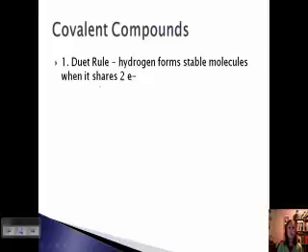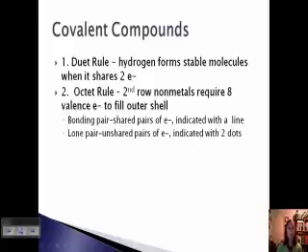Couple rules you need to follow. First is the duet rule. This says that hydrogen forms stable molecules when it shares 2 electrons. Because if you look at where hydrogen is, it only needs to take on 1 more electron to be like helium, which is its noble gas electron configuration. So hydrogen is a little bit different than pretty much all the rest.